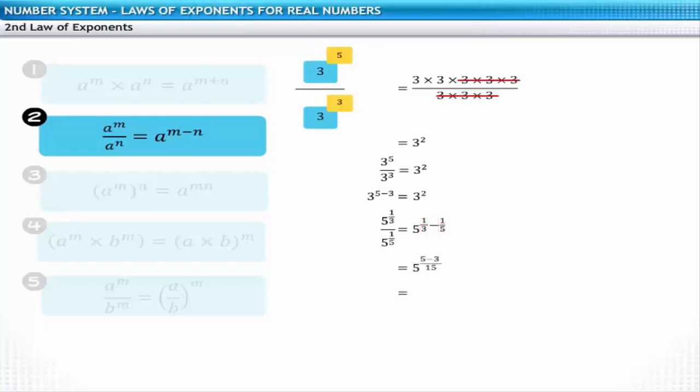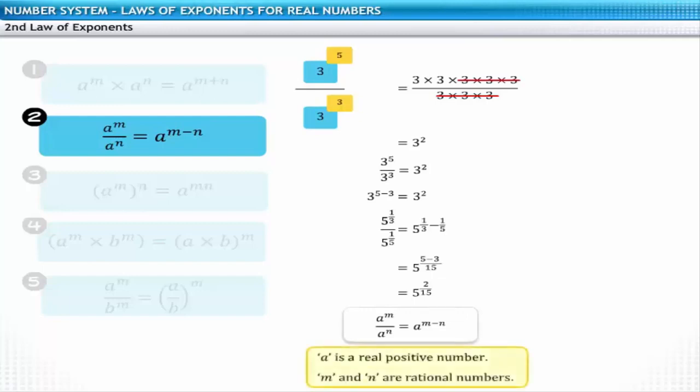Based on these examples, we can generalize the second law of exponents. The second law states that we can divide two numbers with the same base by subtracting the exponents. Here a is a real positive number. m and n are rational numbers.